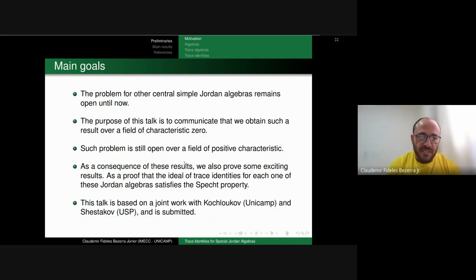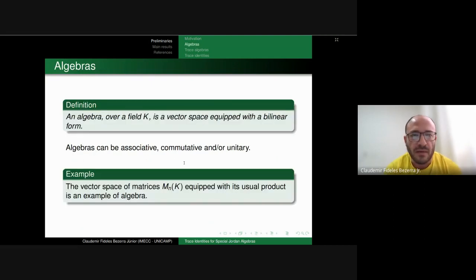This talk is based on joint work with Claudemir Fidelis at UNICAMP and Ivan Shestakov at USP, and it is submitted at the moment. Moving on to some preliminaries.